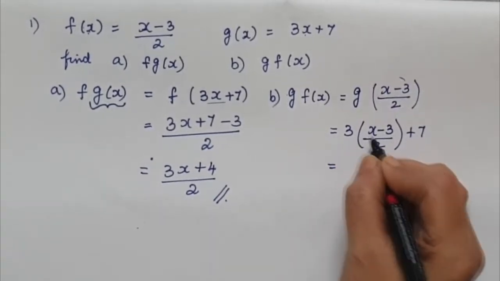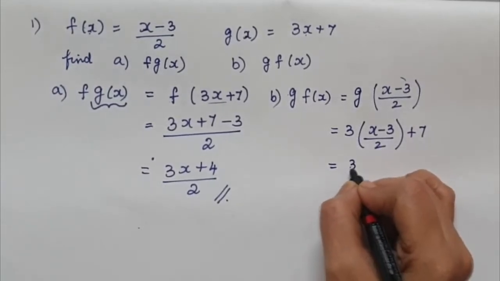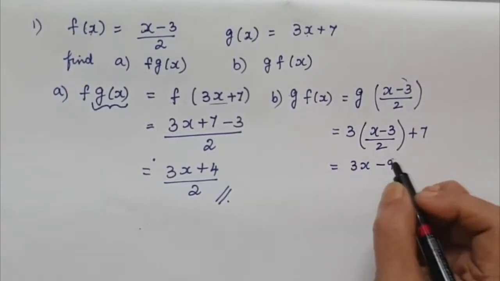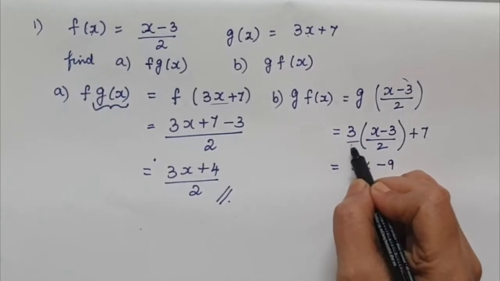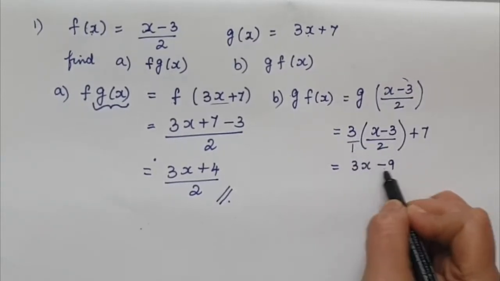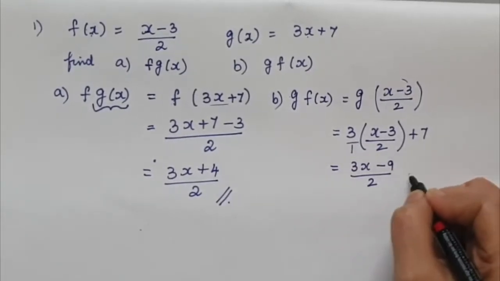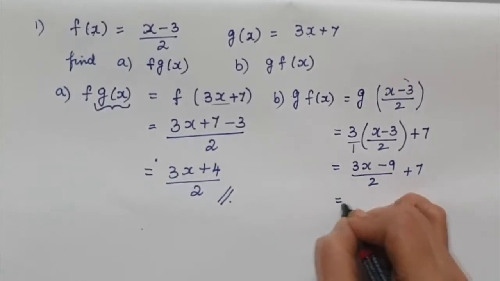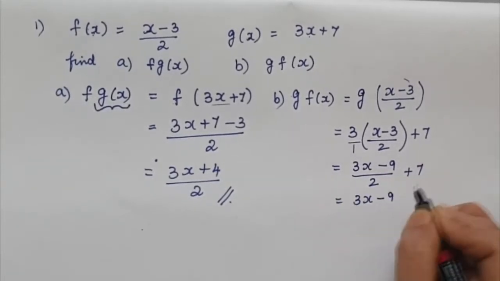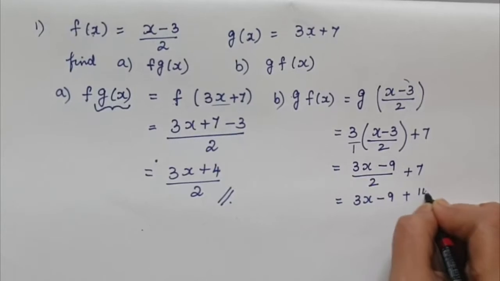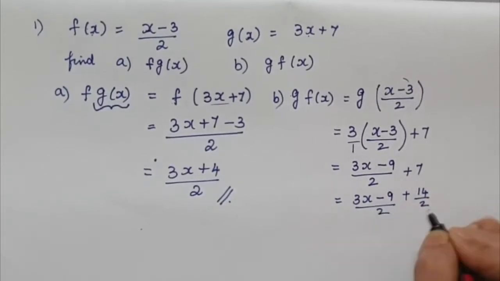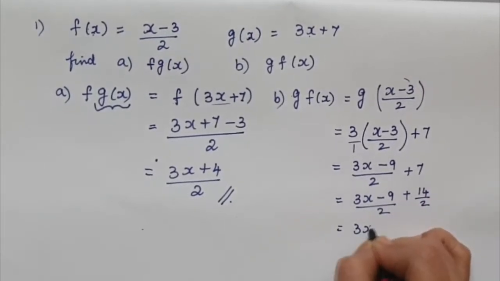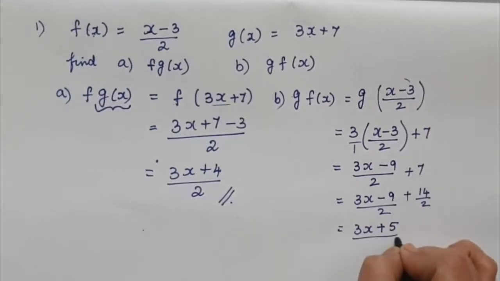So now multiply this inside. So it will be 3x minus 9. Don't multiply to the denominator. It is just like a 1. (3x minus 9) divided by 2, plus 7. So it will be (3x minus 9 plus 14) over 2. So it gives us (3x plus 5) over 2.